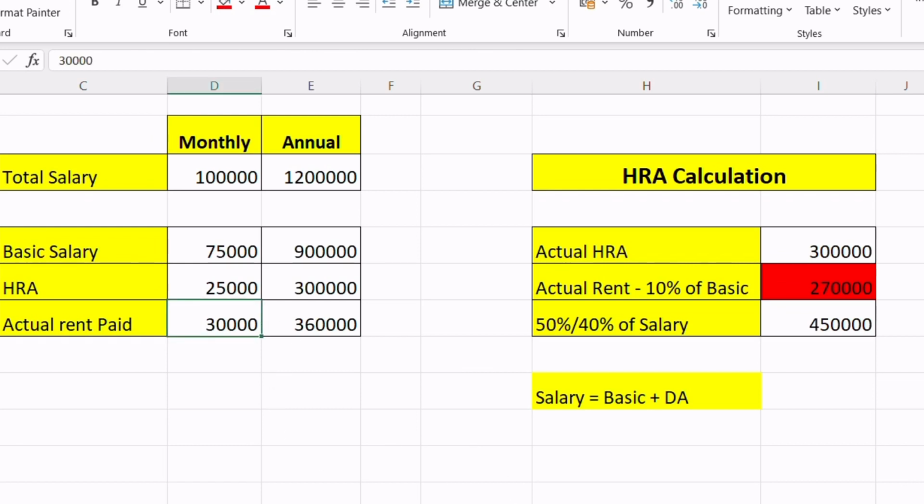Now if we change the rent from 30,000 to 50,000 in the above example, the minimum of the three becomes actual HRA, which in this case is 3 lakhs. I'll provide the link of this calculator in the description below. You can check and calculate your own exemption using this calculator.